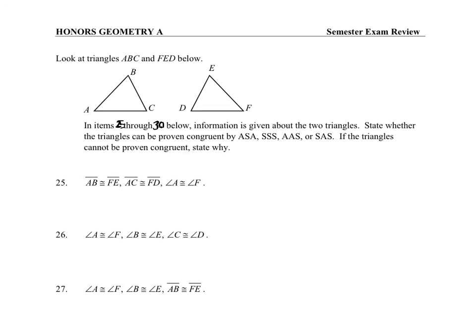Look at triangles ABC and FED below. In items 25 through 30 below, I know it says on yours 9 through 14, but that's obviously a mistake. Information is given about the two triangles. State whether the triangles can be proven congruent by ASA, angle-side-angle, SSS, side-side-side, AAS, angle-angle-side, or SAS, side-angle-side. If the triangles cannot be proven congruent, state why.